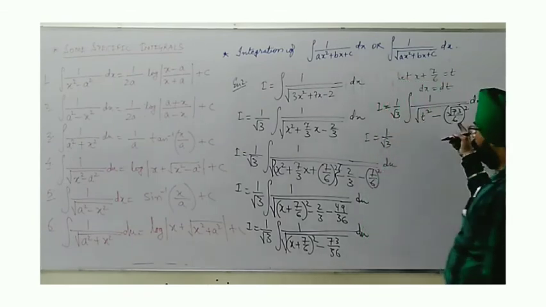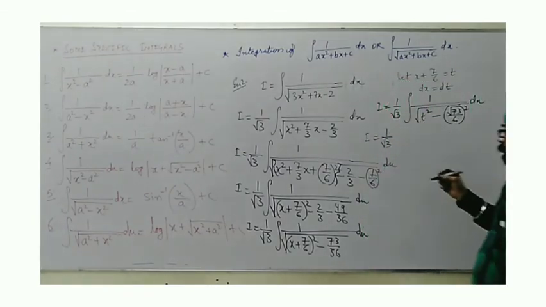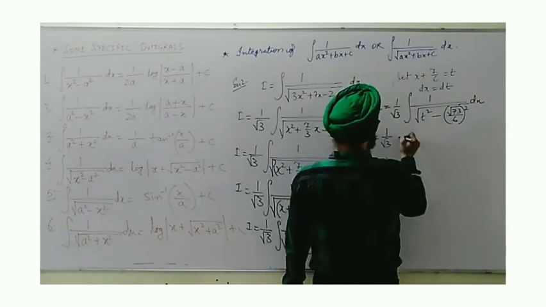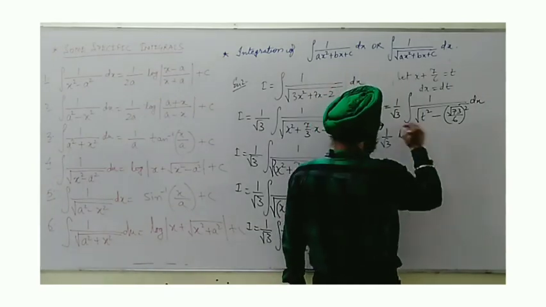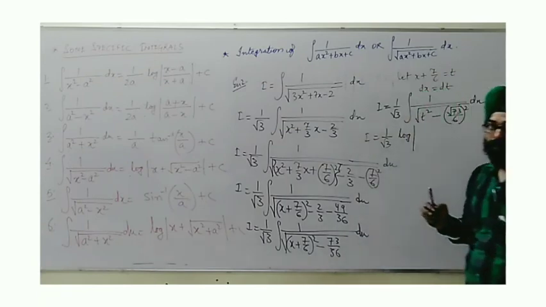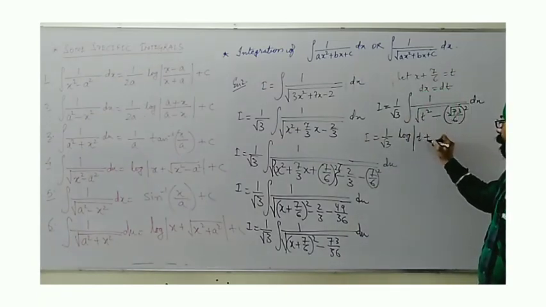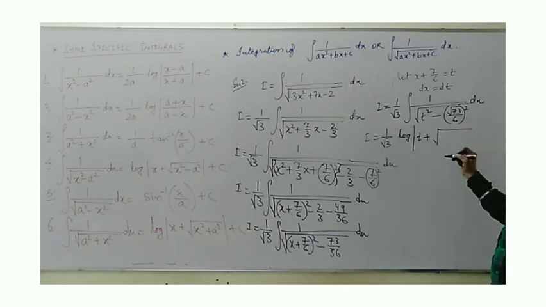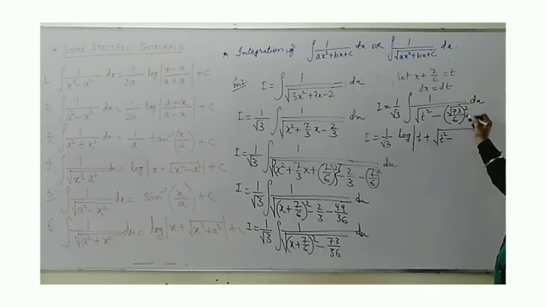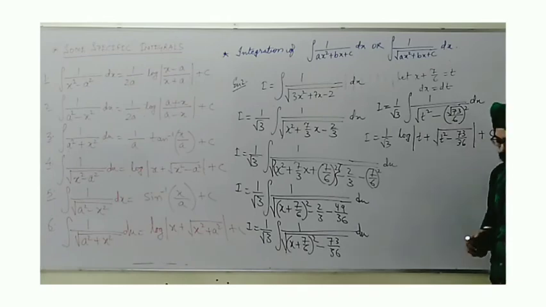Don't forget the value of a is root 73 by 6. So it is 1 by root 3, and directly we will write log mod x, so x means we have to write t here, plus under root the same function will come here, t square minus square of this, so we can now write 73 upon 36, plus t. The only thing which we need to do is to put the value of t.